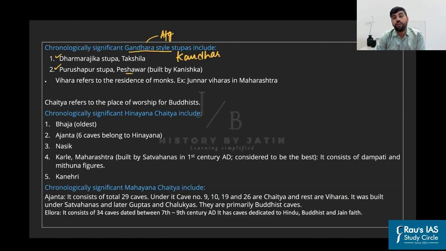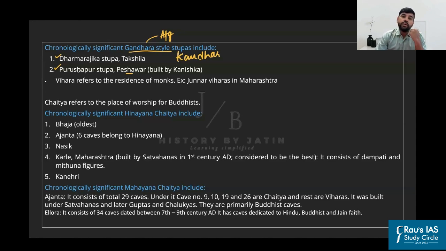That was the capital of Kanishka. Most of the time, students have confusion about what the capital of Kanishka was. Actually, Purushapura or Peshawar was the capital of Kanishka, because Kanishka and the Kushans were ruling from Central Asia till Mathura, and they had influence up to Sarnath as well. So Dharmarajika and Purushapura are the two examples of Gandhar.